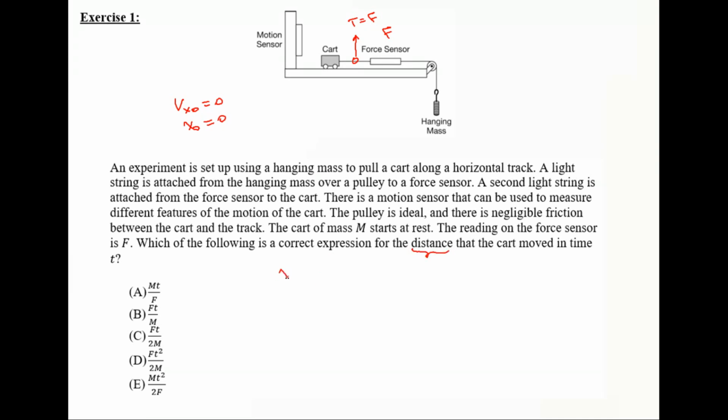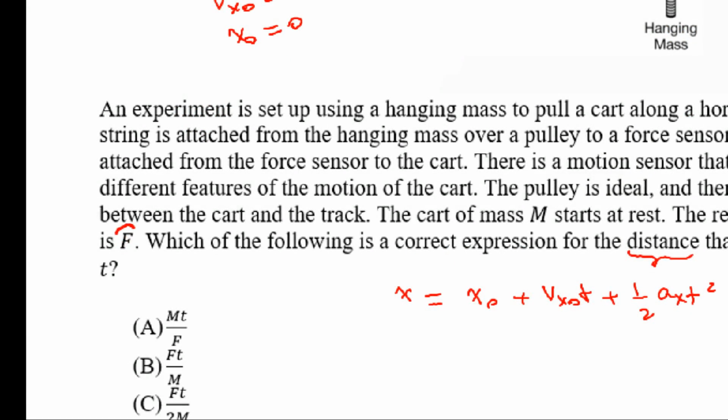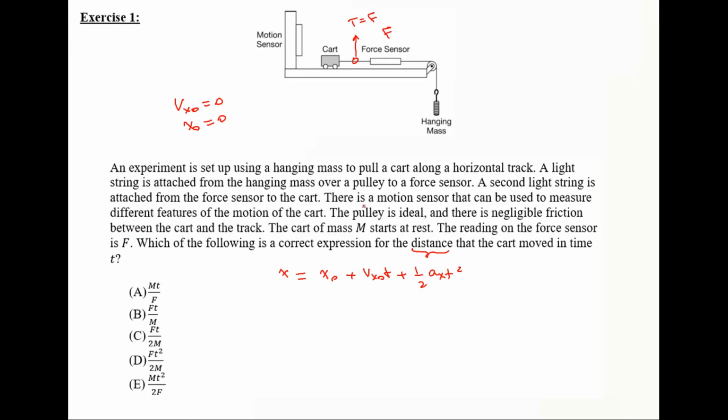So the distance is basically the position, given by the kinematic equation or equation of motion. Now, why have I used this equation? Because we suppose that the force the force sensor is measuring is constant, because they told us it's just F. So we're allowed to use this equation. We're starting from the origin, starting from rest. Then the distance, which is x, is given by half a_x t squared.